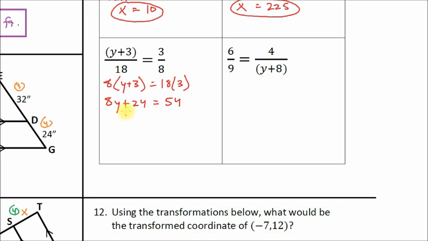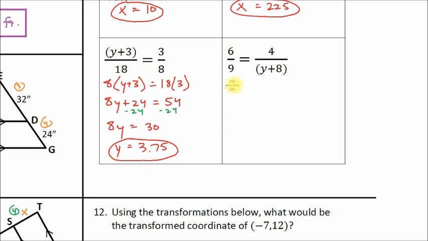I'll make a little note. I know some of you need to see that or use that so you can actually work it out. So now on this side all we have is 8y. 54 minus 24 is 30. And now we're going to divide both sides by 8, and y is going to be equal to 3.75. Again, unless I tell you to round it to one decimal, you can write the exact value.